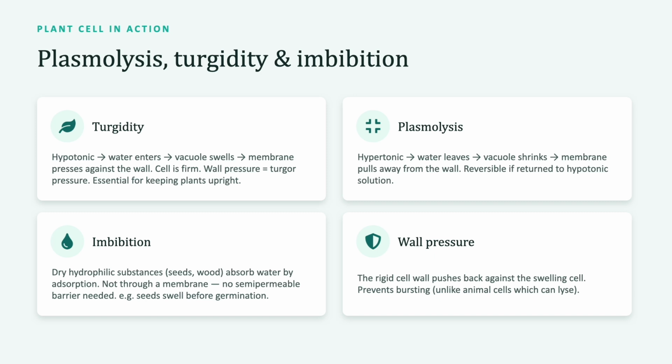Imbibition. This is a different process. Dry hydrophilic material like seeds or dry wood absorbs water by adsorption, not through a semi-permeable membrane. That's why seeds swell before germination. And wall pressure. The rigid plant cell wall pushes back against the swelling cell, which is why plant cells don't burst in hypotonic solution, unlike animal cells which can lyse.